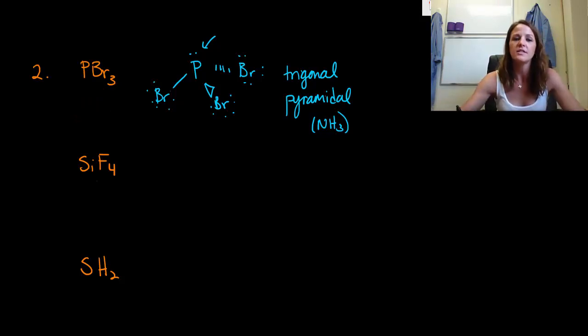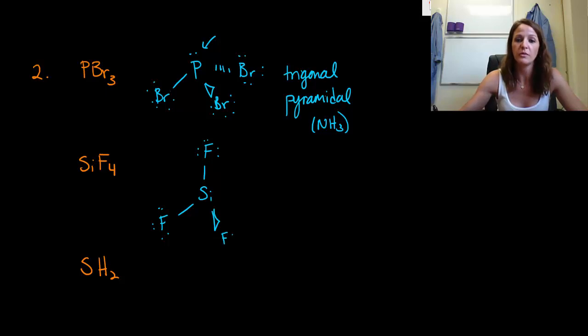Same thing here, silicon, and then it has 4 different fluorines around it. So I'm going to put silicon in the center. I'm going to put a fluorine here on the top with 3 lone pairs of electrons, and then we're going to surround this symmetrically around the silicon. This should look very familiar to you. We just drew something very similar to this.